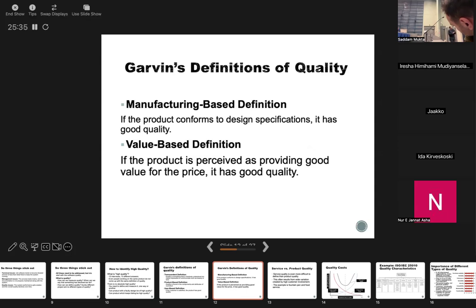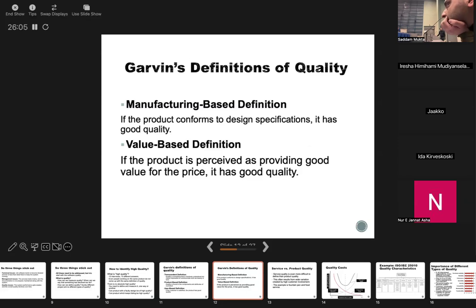The other one is the value-based definition. If the product is perceived as providing good value for the price, it has good quality. So for the product I'm using, whether it is compatible with the price, then I'm satisfied that yes, with this price, what I'm using, then I can say that it's good.